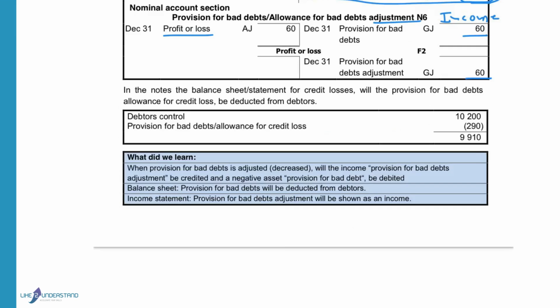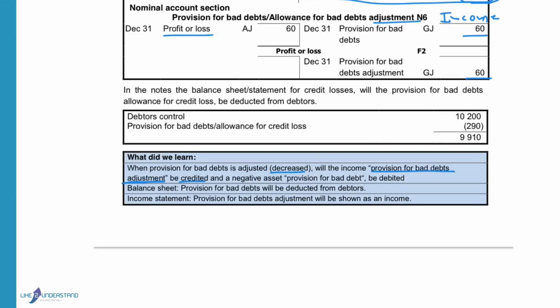What did we learn? When the provision for bad debts is adjusted, as in this case decreased, it will be an income that will be created, provision for bad debts adjustment. Adjustment is either the income or an expense. When the provision for bad debts is decreased, then the adjustment account will be credited, and it means that it will be an income for the business.